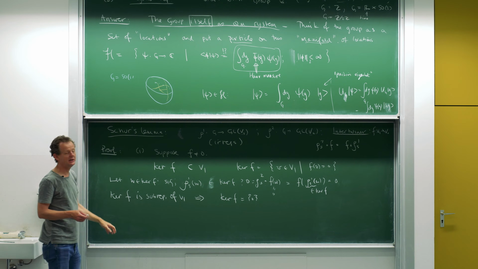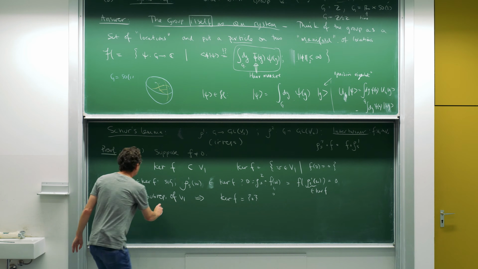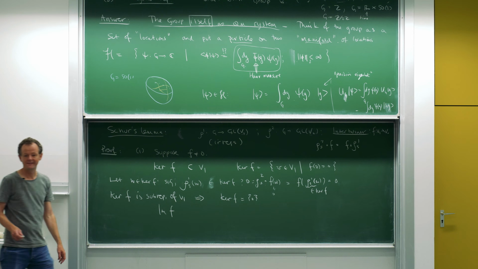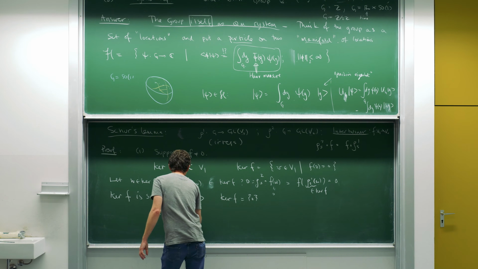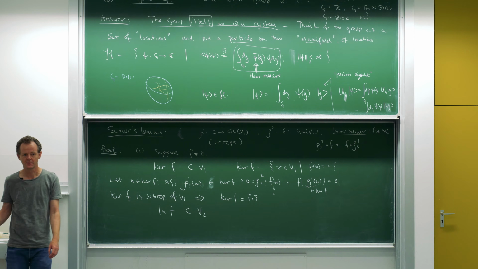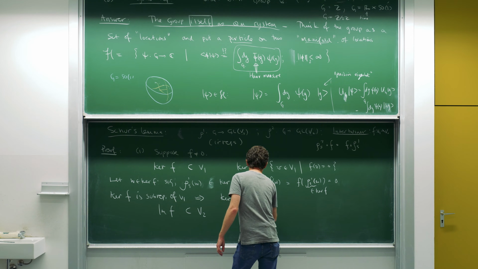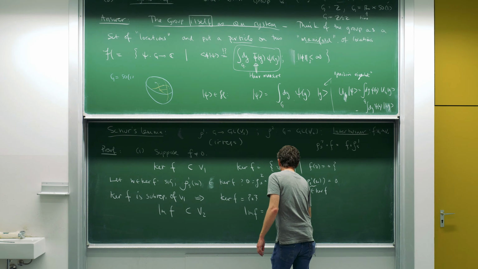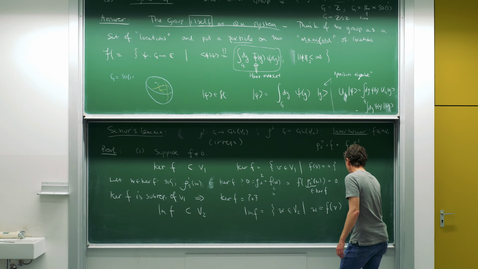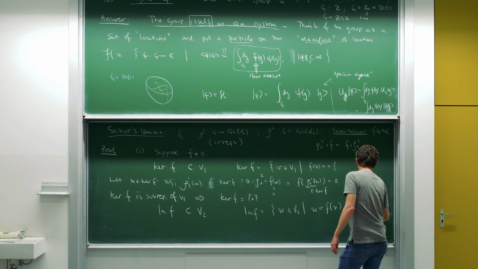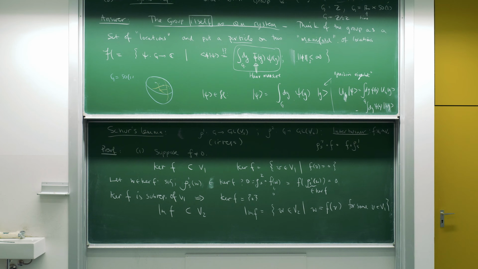Now we're going to play exactly the same game with the image of f. You always get these two subspaces when you have a linear map. The kernel, the image, they're always there. Image of f, that's a set of vectors which come from something in V1. It's a subspace of V2. So the set of vectors w in V2 such that w equals f of v for some v in V1. That's what the image of f is. Also a subspace.